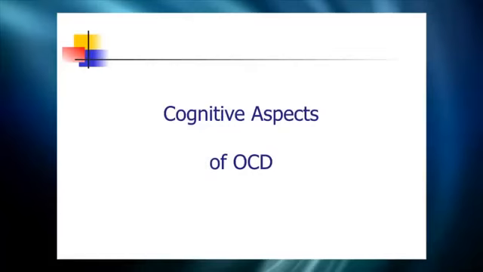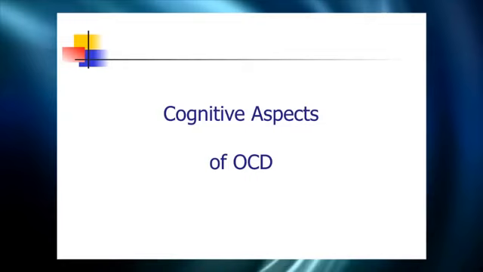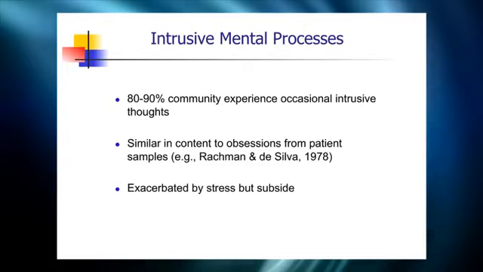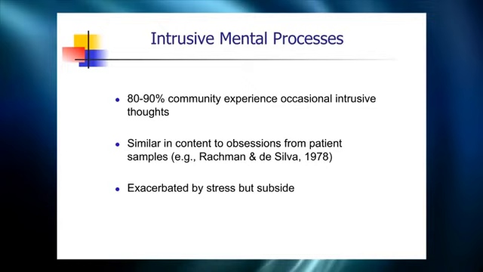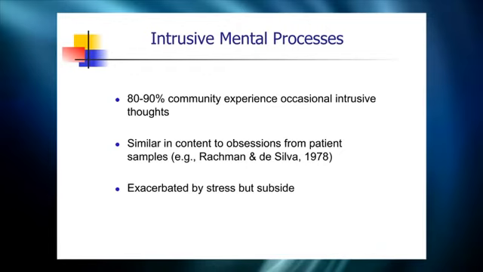I want to get into now and talk a little bit more about some of the cognitive aspects of OCD. And these are going to be important for informing how we're going to do our treatments. The thing that's interesting about obsessions is that they really mimic what most people without OCD also experience. And this is some work by Jack Rachman and colleagues from about 30 years ago. They did surveys and found that 80 to 90% of community people experience occasional intrusive thoughts.